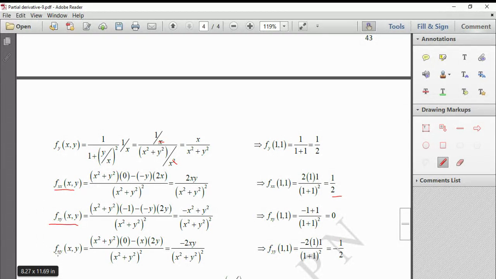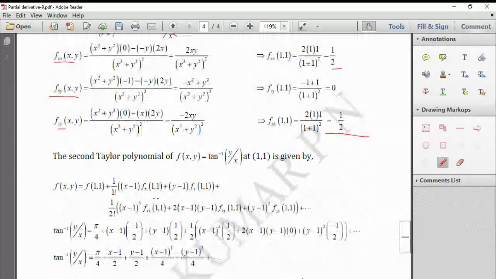What is your fyy? Differentiate this fy with respect to y. As usual, u by v type, denominator square, denominator into derivative of numerator is 0 because you are differentiating with respect to y, minus numerator into derivative of denominator. Derivative of x square is 0. Derivative of y square is 2y. So you'll get minus 2xy by this. Put x equal to 1 and y equal to 1 and you'll get this.